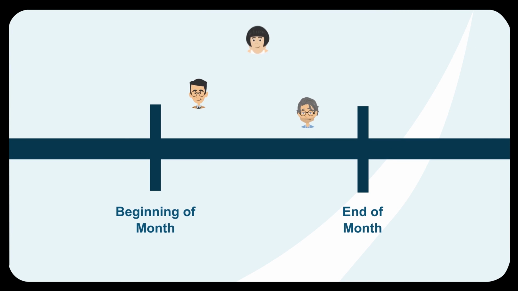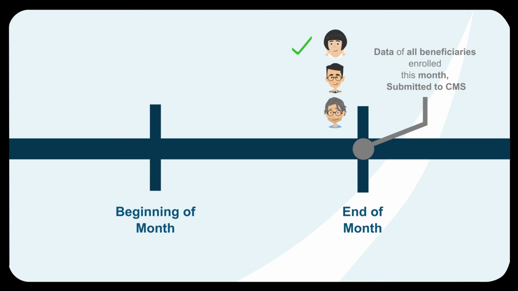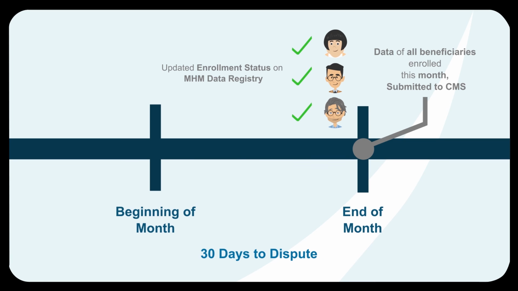Every month, all complete patient enrollment data that your team has entered that month will be submitted to CMS through the MH Model Data Registry. That is when the registry data will be validated for eligibility in the model. After this process is completed each month, information about your patient's enrollment status will be updated on the MH Model Data Registry data page for you to view. You will then have 30 days to dispute alignment of beneficiaries through the adjudication process.